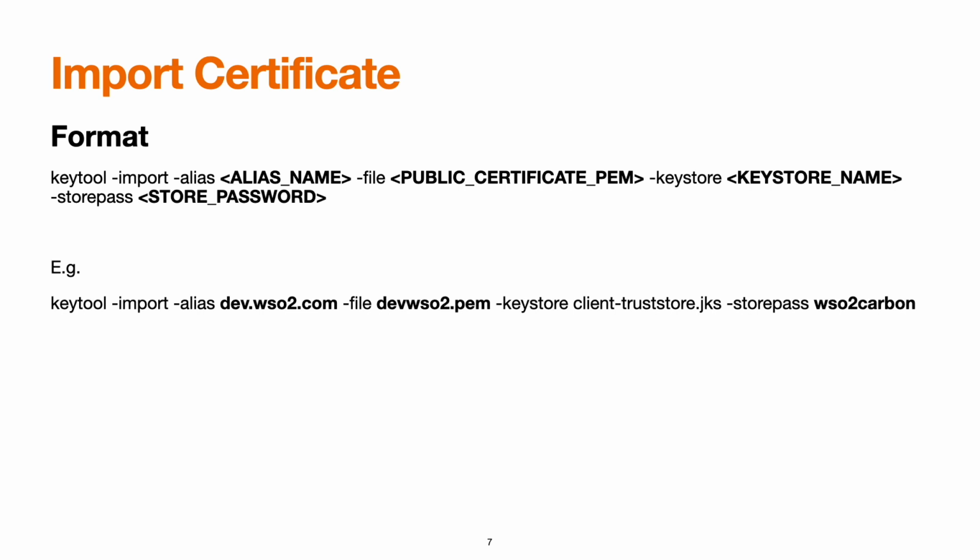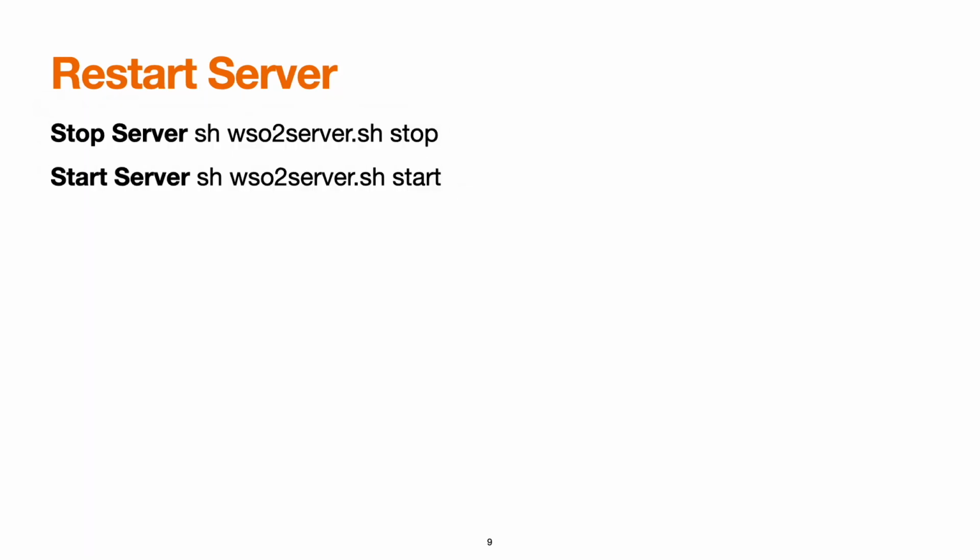The hostname which we have considered is dev.wso2.com, so we have to make the host file entries in our machine. Since this is my local machine, which has localhost at 127.0.0.1, we will provide this dev.wso2.com as a host file entry. The final step is to restart the server. We can do this via the Carbon console using the restart button, or manually run the stop and start scripts to restart the server.